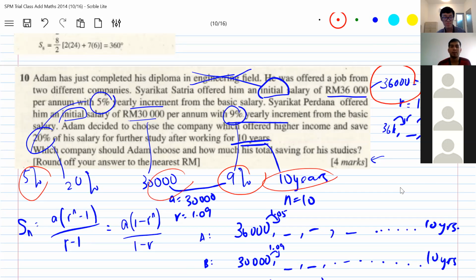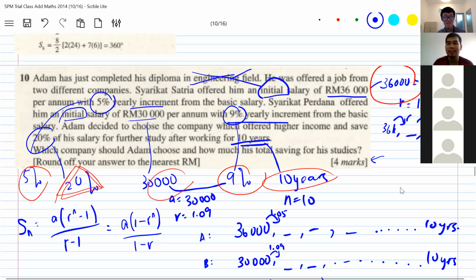What number do you not use? This one, right? 20%. And somehow for SPM, more often than not, they will use all the information in the paper. This might get trickier in, say, A levels, because I took A levels. In STPM also, understandably, they will give you extra information and you only use some key ones. That becomes very tricky. But for this SPM level, they usually use almost all of the information that's given in the question. That's why extracting the information is very important.